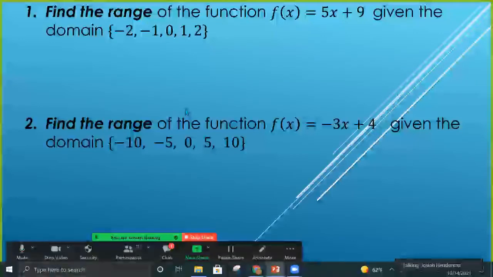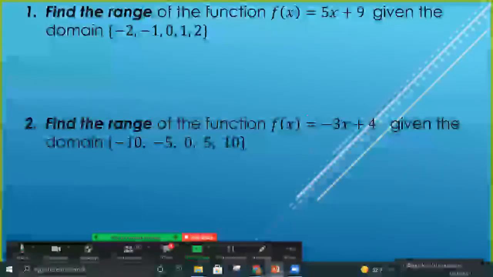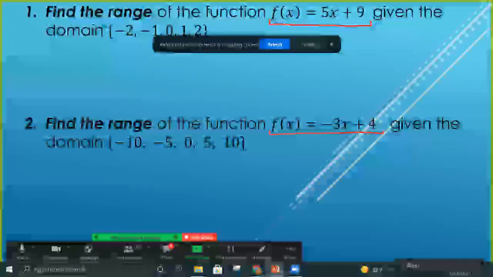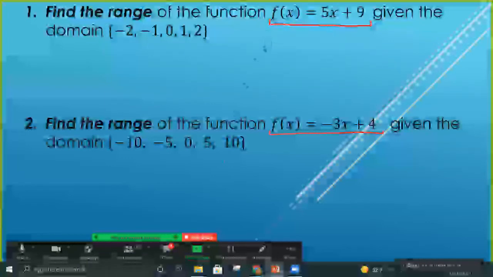Here are the two homework questions. I gave you two functions, number one and number two. Here's the function: f of x equals 5x plus 9. And then below, f of x equals negative 3x plus 4. And each one has a different domain. Your job is to plug in the domain values for x and find outputs, or range, for each one of those domain values. So does anyone want to go over these, or did they get stumped? Did they get stuck? Any questions, concerns?